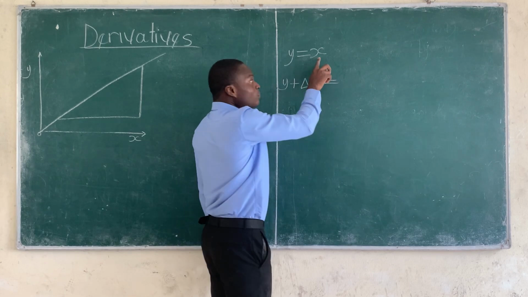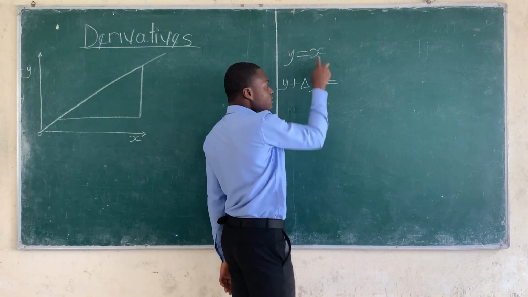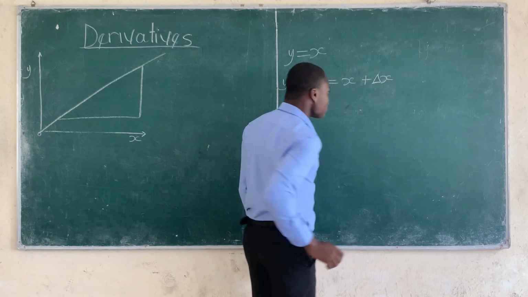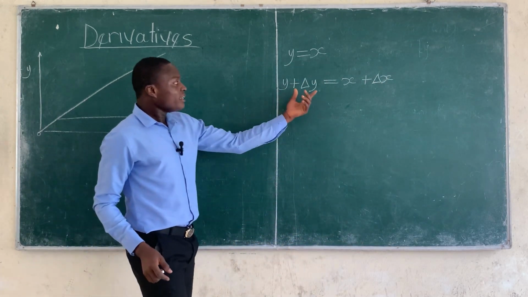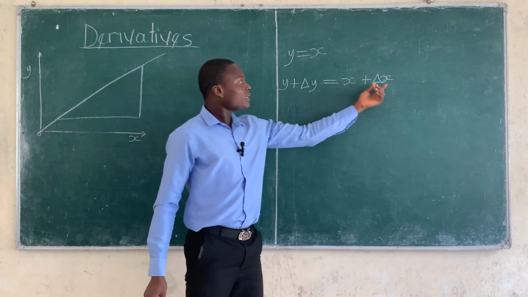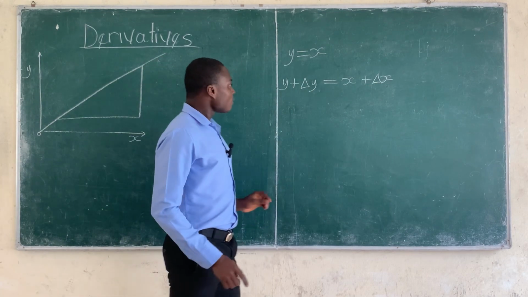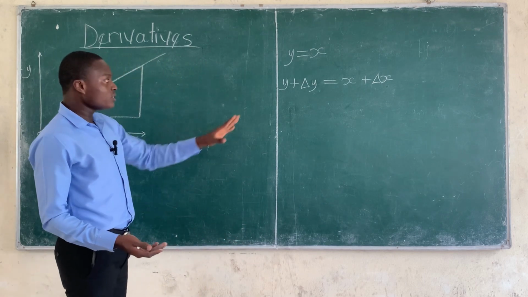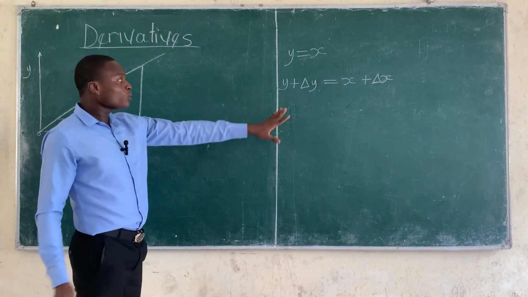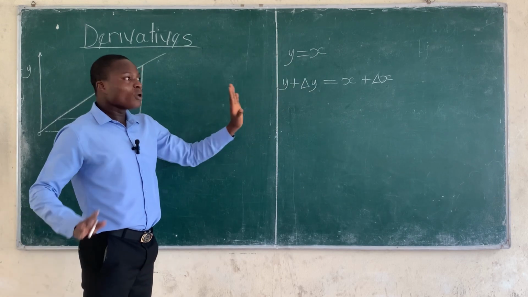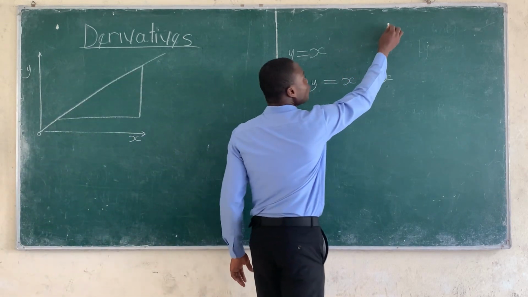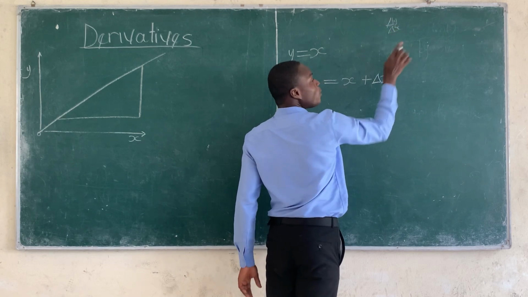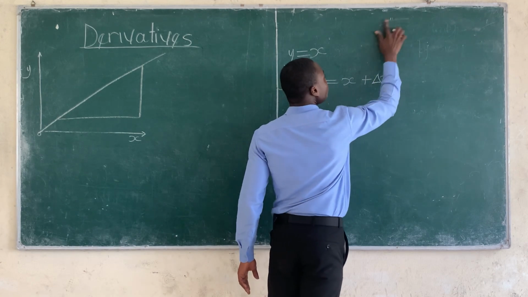And also, if we add the increase in x here, we have x plus the increase in x. Now that we have added the increase in y to y and also added the increase in x to x, let's try to find the slope. Remember, we are finding the slope of this function using the algebraic method. And we already know that the slope of the function is always in this form: change in y over change in x. So we are going to express this in terms of the slope.